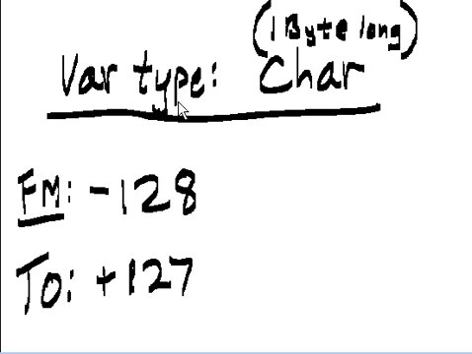And there's another variable type called char, or if you're from England, char. And it's 1 byte long. It's from -128 to +127. Those are the range of values it can hold.